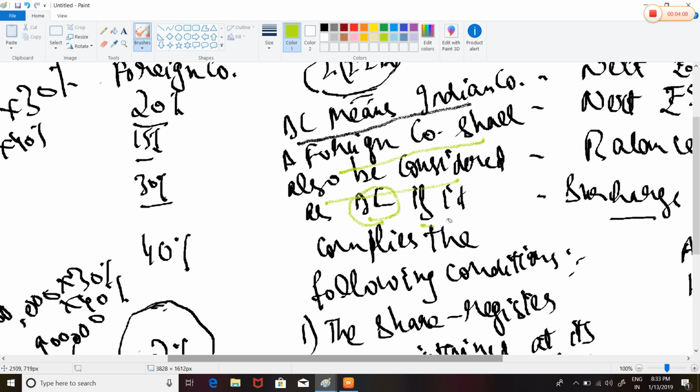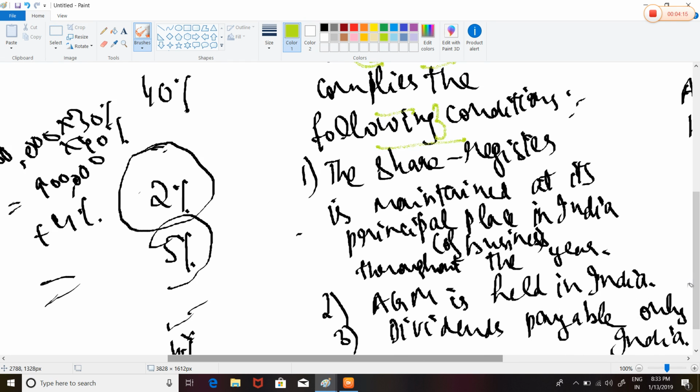A foreign company is a domestic company if it complies with the following three conditions. If even at least one condition is not satisfied, then it will not be considered to be a domestic company. The three rules are: the share register is maintained at the principal place of business in India throughout the year; for that particular year, it will be considered to be a domestic company. Second, the annual general meeting is held in India.